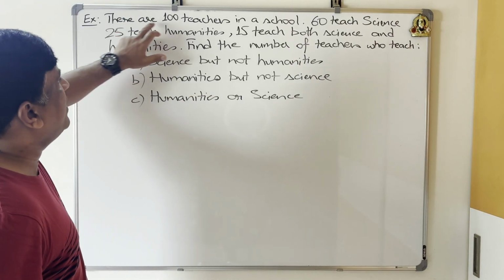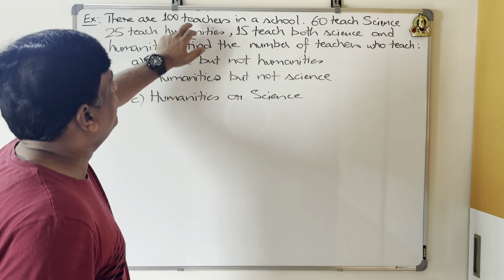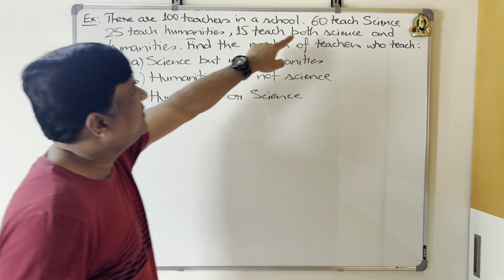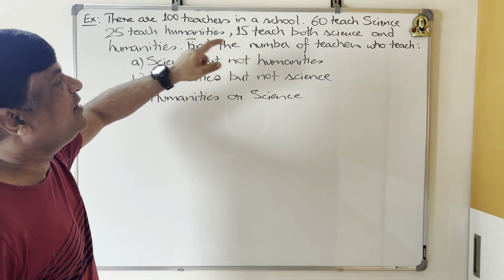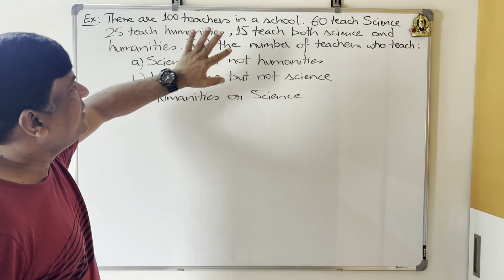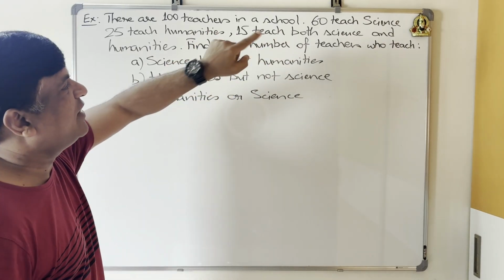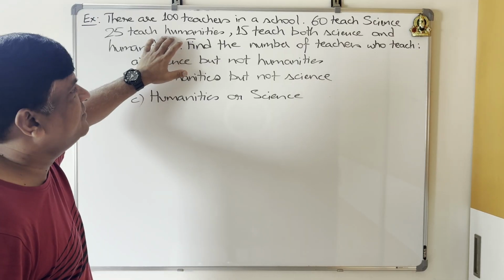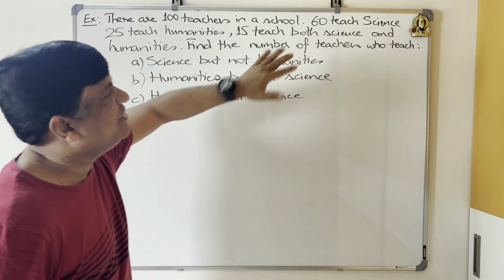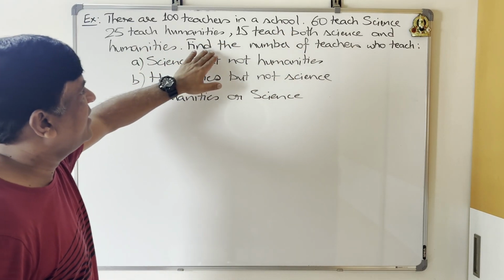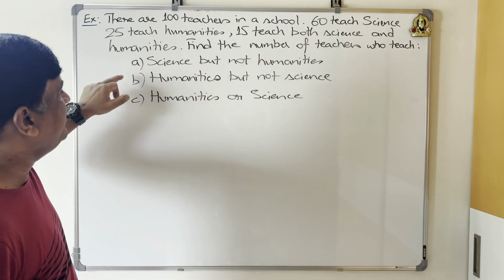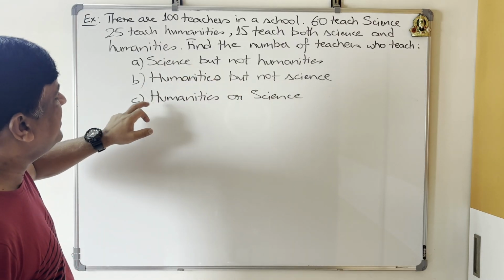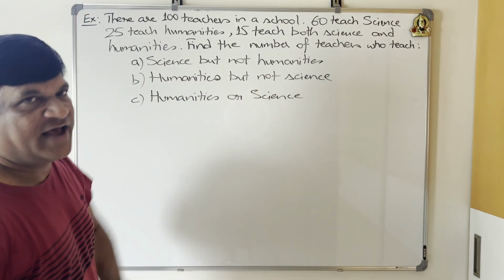They are saying that there are 100 teachers in a school, so that's the universe. 60 teach science and 25 teach humanities. The teachers are teaching two subjects, science and humanities, and 15 of them teach both. They're asking us to find the number of teachers who teach science but not humanities, humanities but not science, and humanities or science.